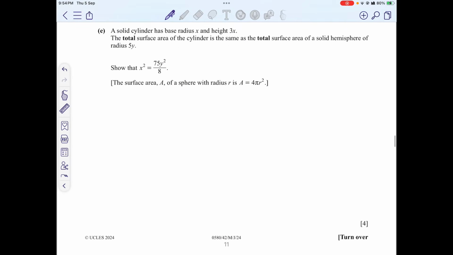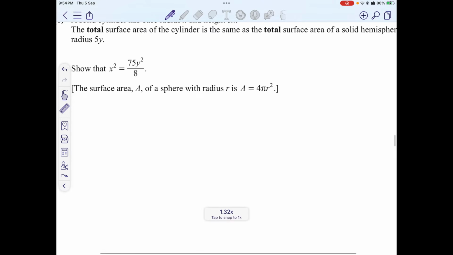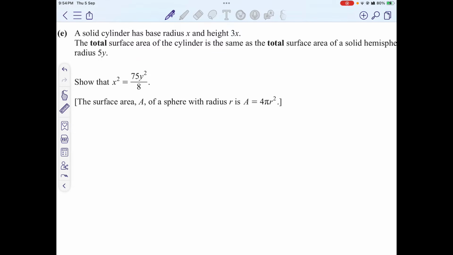Now moving on to the next part, it says the solid cylinder has a base radius x and a height 3x. The total surface area of the cylinder is the same as the total surface area of the solid hemisphere of radius 5y. Show that x squared is 75y squared over 8. First, let's find the total surface area of the cylinder. They're basically telling us the surface area of the cylinder and the solid hemisphere of radius 5y is the same.